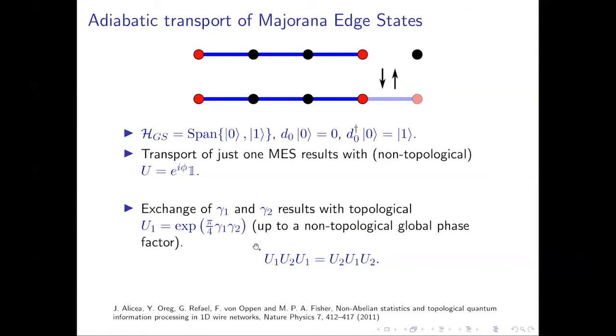But if you've got this story with Majorana edge states on the plane, then you can simply exchange them. This is a slightly different model, but the operators are always the same. It's always this operator, gamma 1, gamma 2.